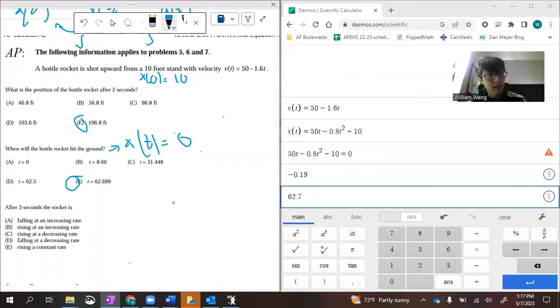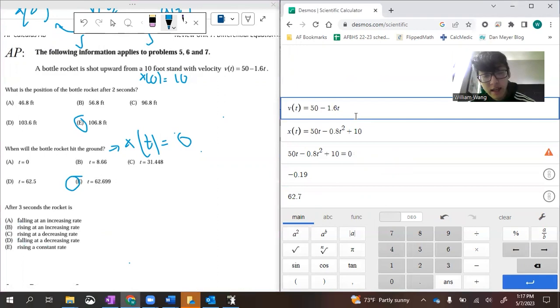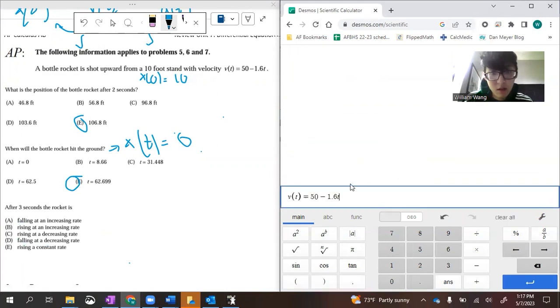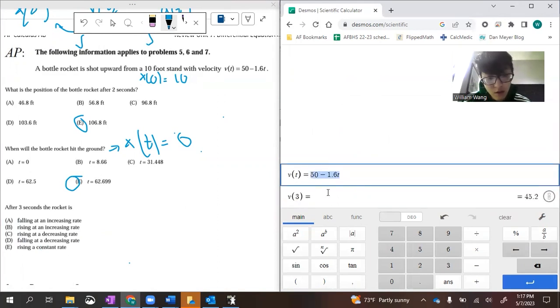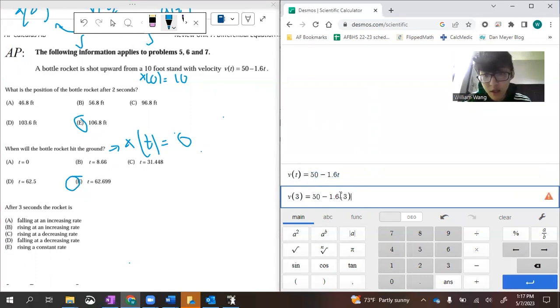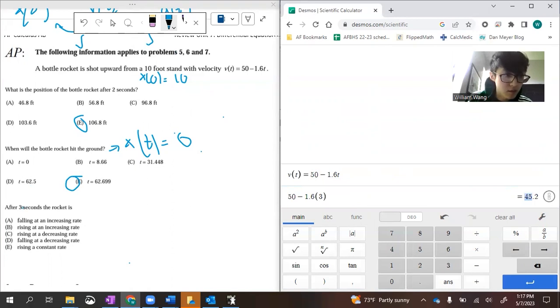Okay, after 3 seconds, the rocket is, first of all, to figure out whether it's falling or rising, that's the velocity, right? It tells me whether it's going up or down. So here, I'm gonna just copy this. How is it moving? So I'm gonna plug in V of 3 is equal to 50 minus 1.6 times 3. So it's clearly going to be moving up, I believe. Okay, so it's rising because my velocity is positive. So it's not A or D.